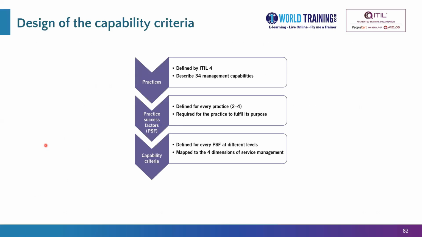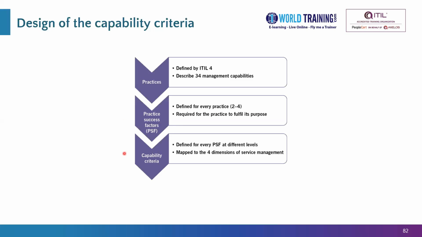So we have here the design of the capability criteria. ITIL has 34 management practices. And for each practice, the ITIL maturity model defines criteria for each capability level from level 2, then 3, 4, and 5. These criteria can be used to assess the practice ability to fulfill its purpose and to contribute to the organization's service value system.